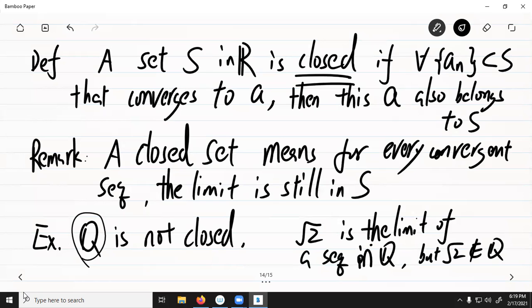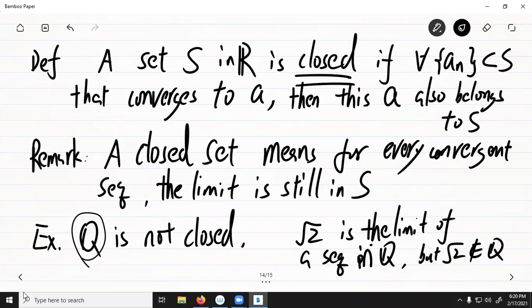For example, the natural numbers are closed. They are discrete points, but it must be closed, right? For example, you pick an arbitrary point 1. If you pick the sequence 1, 1, 1, 1, 1, 1, 1, this is in the natural numbers, right? So this limit is 1. The 1 is inside, right? 1 is a natural number.